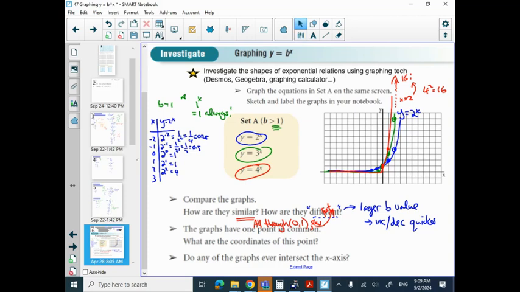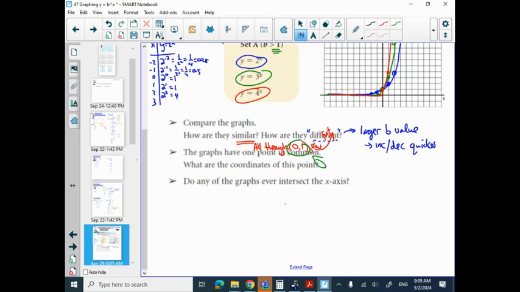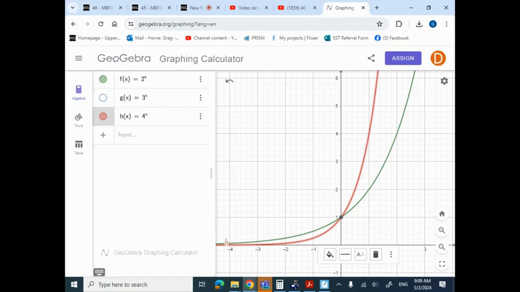The graphs have one point in common. I guess we already pointed that out. It's this 0, 1 point. Do any of the graphs intersect the x-axis? No, they don't. And that's really what we're trying to do, we're just trying to analyze the graphs and look at them and see how they look using technology. Technology is a little bit better at zooming in and so on to show this stuff.